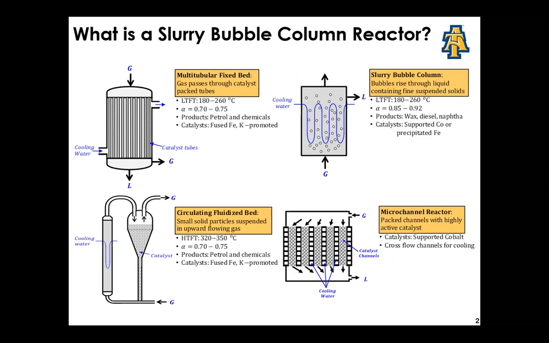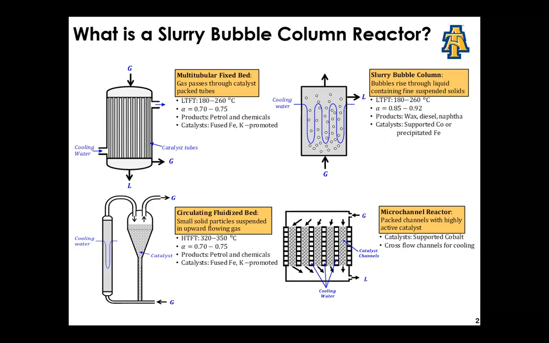This work is within the context of the Fischer-Tropsch process. Over the years, basically, four Fischer-Tropsch reactor designs have been used commercially. On the top left, we have the multi-tubular fixed bed. We have the circulating fluidized bed on the bottom left. We have the micro channel reactor at the bottom right, and we have the slurry bubble column reactor at the top right. So this is the focus of this work.